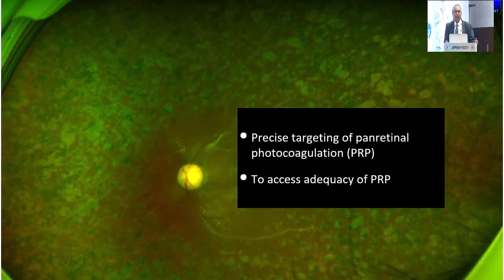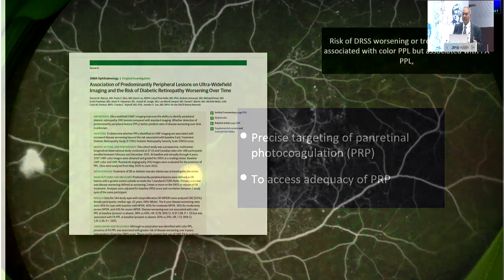And definitely we use Optos to precisely target panretinal photocoagulation if you are doing targeted PRP. And many times we want to assess the adequacy of panretinal photocoagulation, to assess which areas you want to cover more, do more fill-in. Optos definitely is a ready tool.